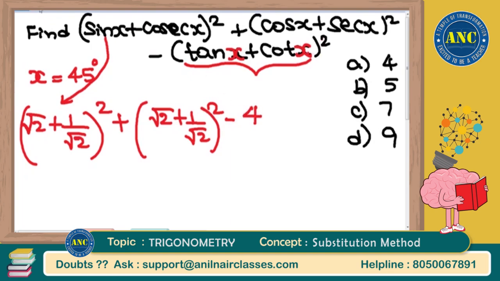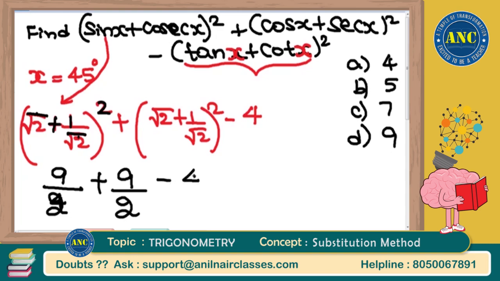Now simplify this. Where is the difficulty here? Root 2 into root 2 is 2. 2 plus 1 whole square, 2 plus 1 whole square is 3 square, 9. Root 2 whole square is 2. It is 9 by 2 plus 9 by 2, which is nothing but 18 by 2, which is 9. 9 minus 4 is 5. Over, answer.